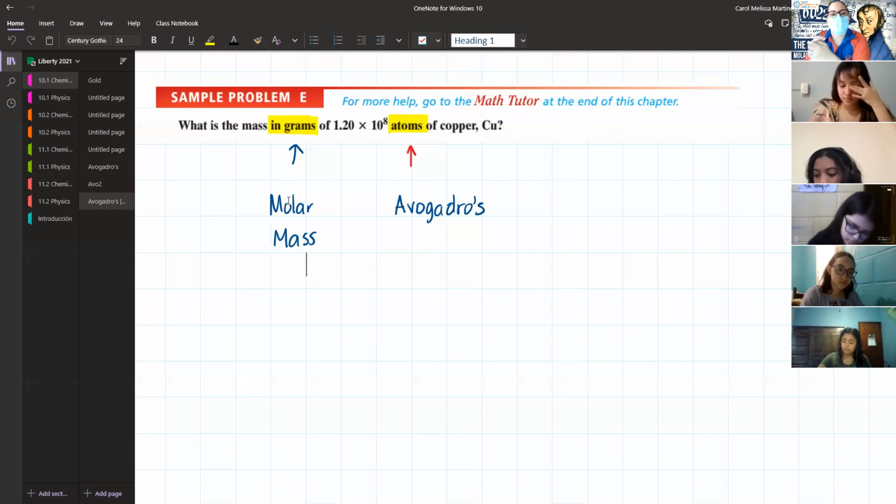So as you can see, when we have this kind of problem, we're going to be using both molar mass and Avogadro's. It's a two-step conversion. It's the most difficult conversion, but still very easy to make. So because we are going to be using molar mass, we need to take a look at the atomic mass of copper.